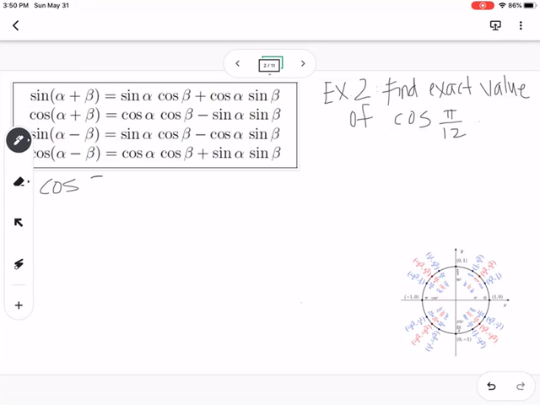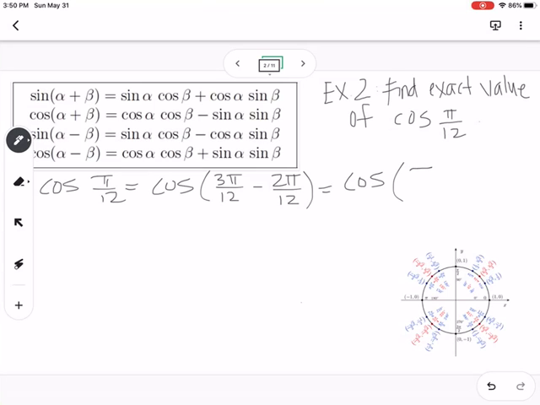So cosine of pi over 12 is equal to cosine of 3 pi over 12, which is pi over 4, right? Minus 2 pi over 12, which is pi over 6. Okay, so I'm going to simplify that again out loud.